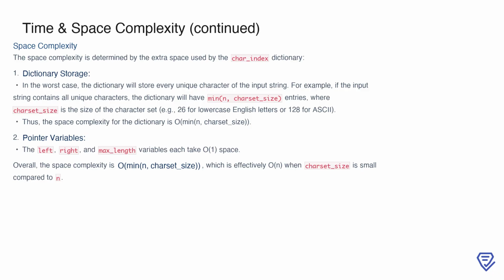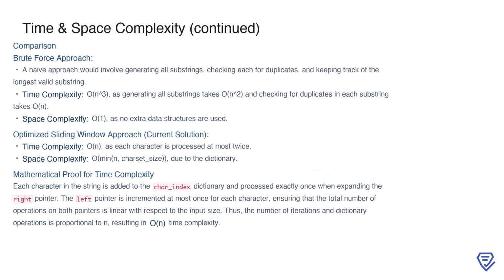Additionally, the algorithm uses a few pointer variables, left, right, and max_length, which each require constant space, O(1). Combining these, the overall space complexity is O(min(n, charset_size)), which simplifies to O(n) when the character set size is small compared to n. To better understand the efficiency of this solution, let's compare it with the brute force approach.